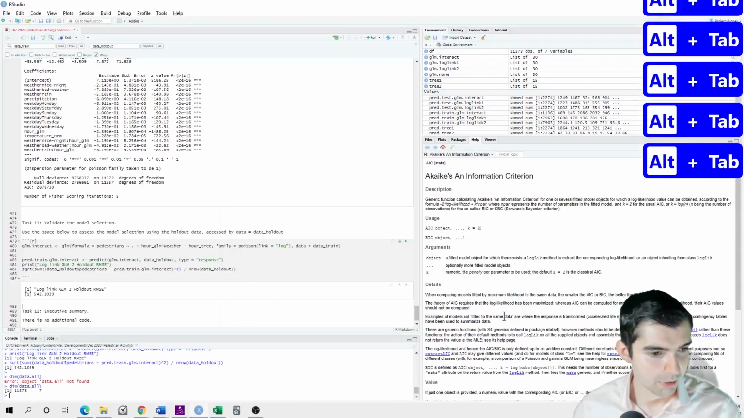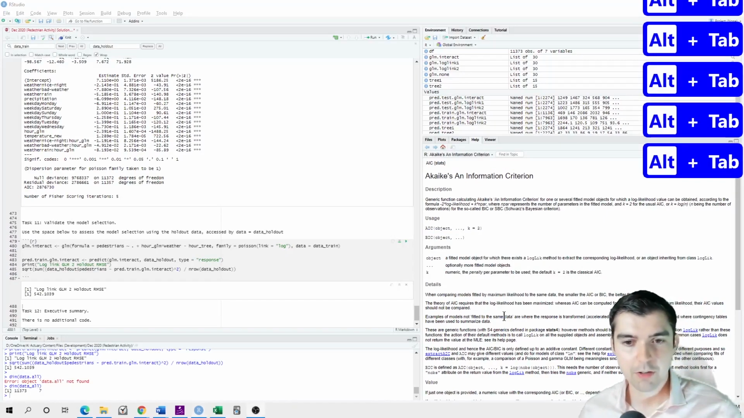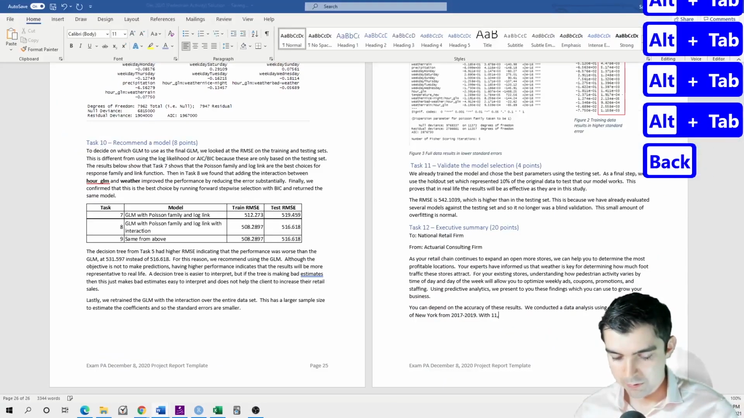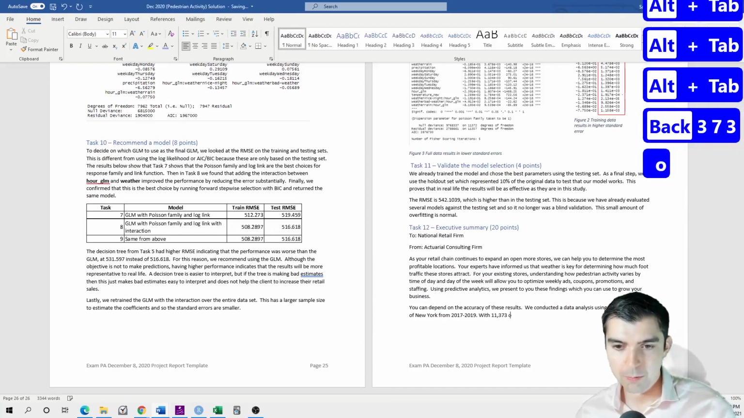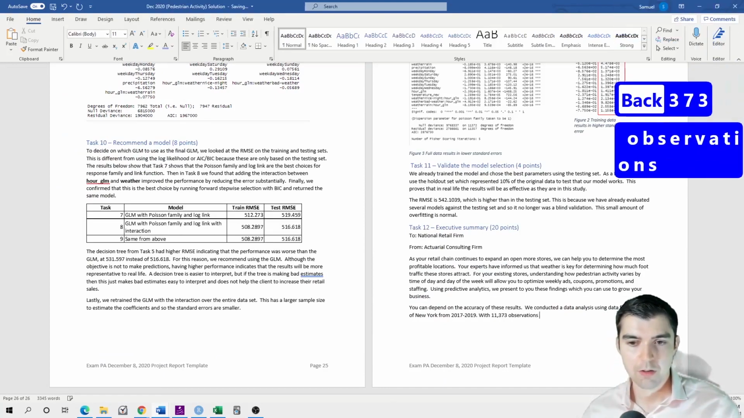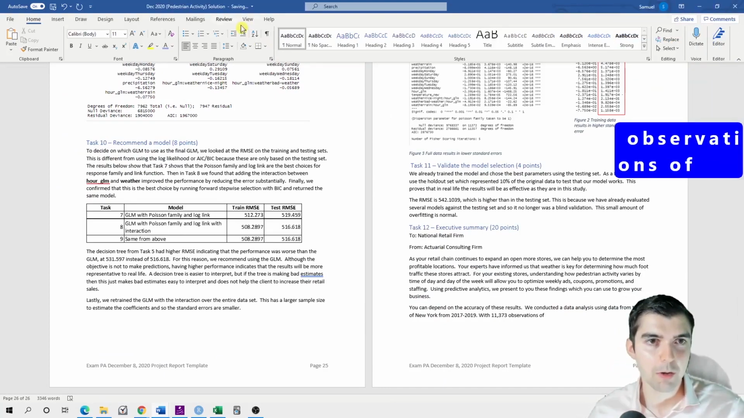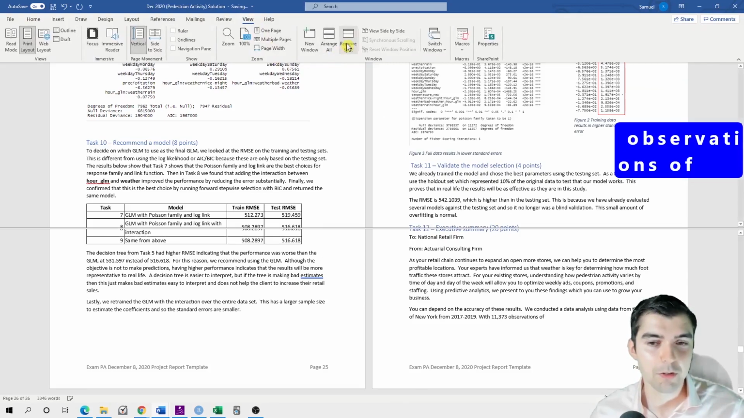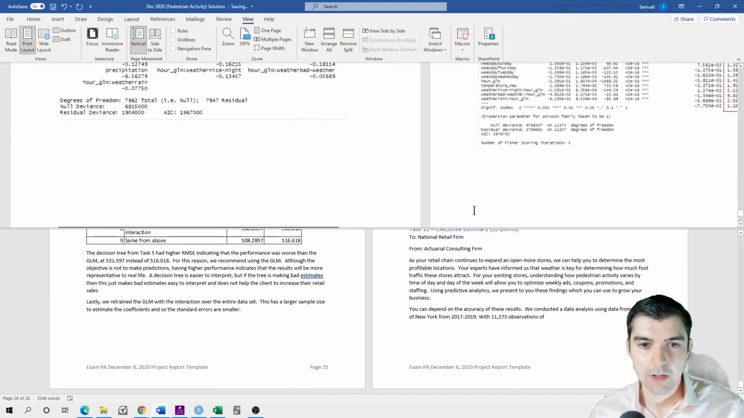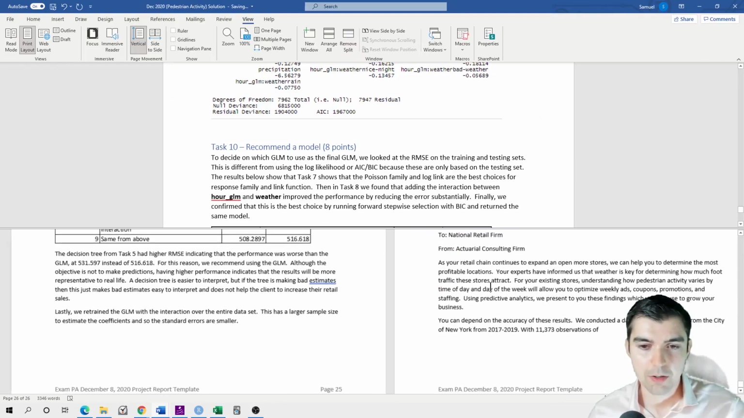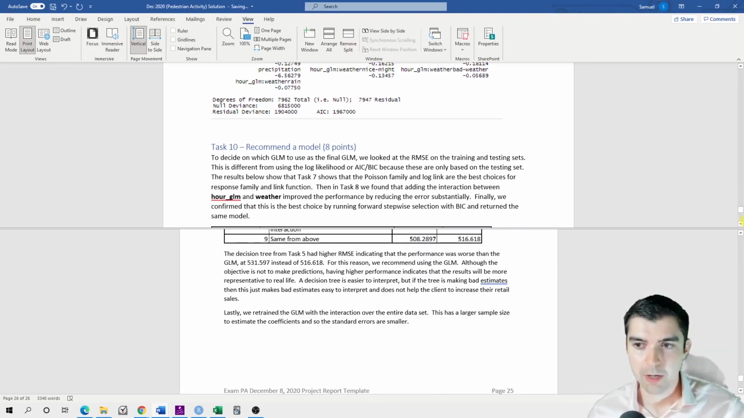It's nice to use precise numbers. 11,373 observations of. I need to zoom out so I can see the beginning of the report. So let's do split. And then zoom in, and then go back up to the beginning.